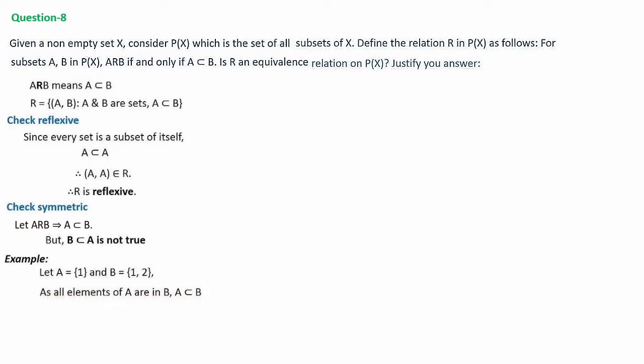But when you consider B, 1 and 2 are there, but 2 is not an element of A. That means all the elements of B are not in A. As I said before, 2 is not an element of A. That means B is not a subset of A, or simply we can say B subset of A is not true. So A is a subset of B, but B is not a subset of A. That means B is not related to A. Therefore R is not symmetric.